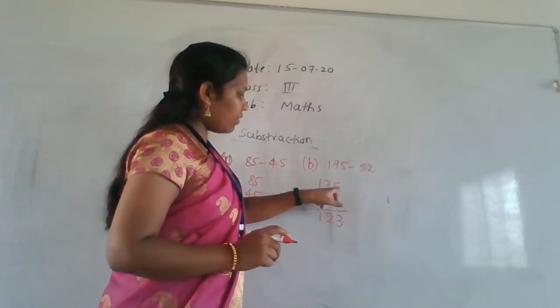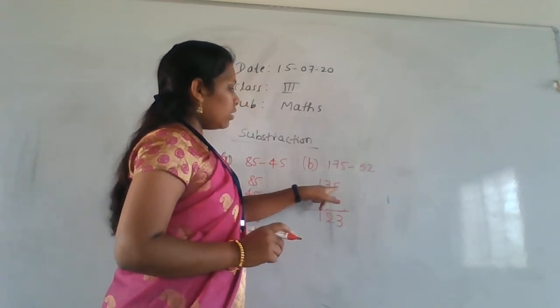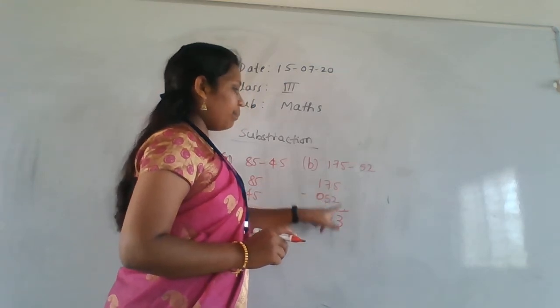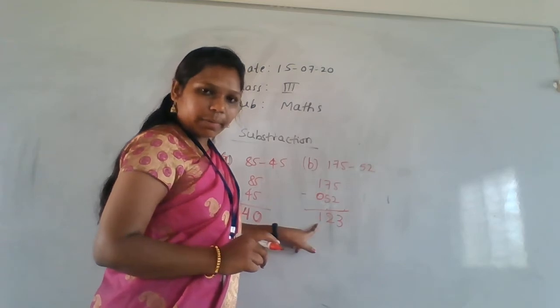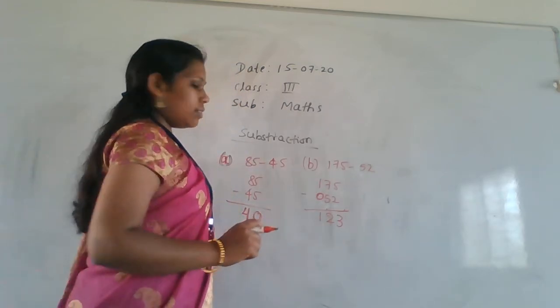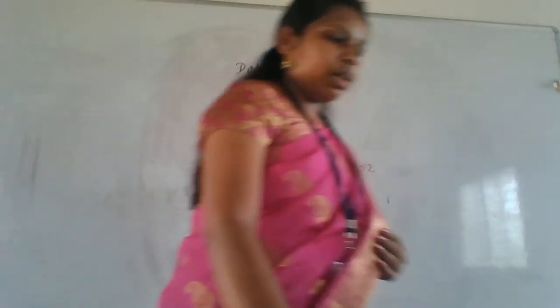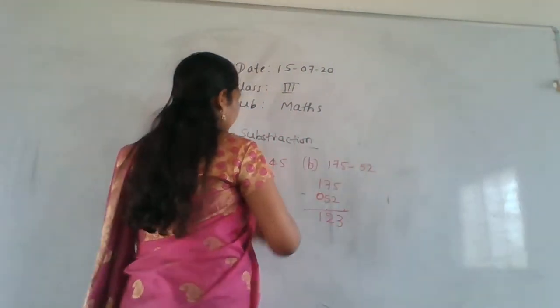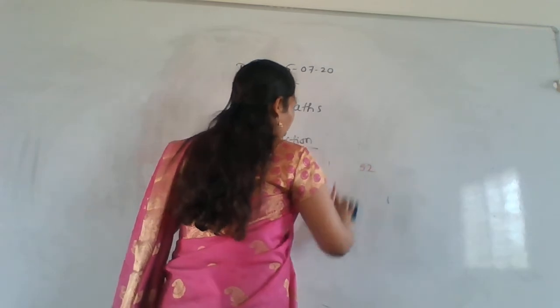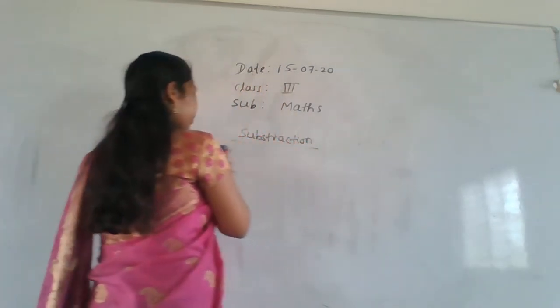So 175 minus 52. 5 minus 2 is 3. 7 minus 5 is 2. 1 minus 0 is 1. Getting it? These are the subtraction problems. So the next one, you have to do it at home. That is homework.